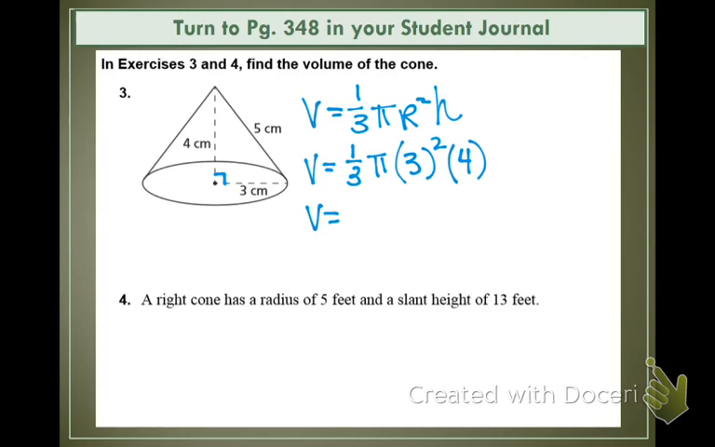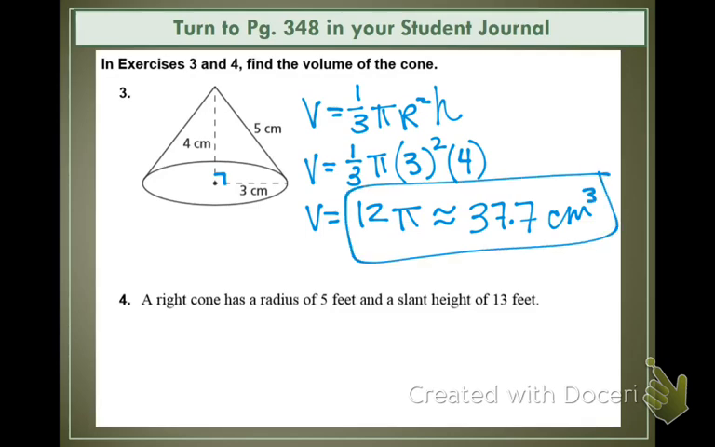3 squared is 9. Times 4 is 36. So 12 pi, which is equivalent to 37.7. And it is centimeters. We're doing volume, so cubed. So you can circle both. I'm not opposed to it.